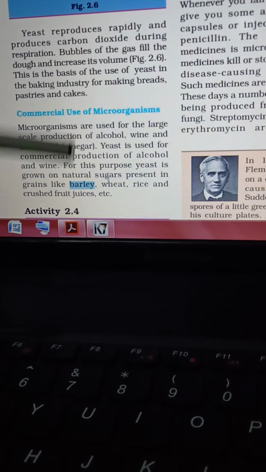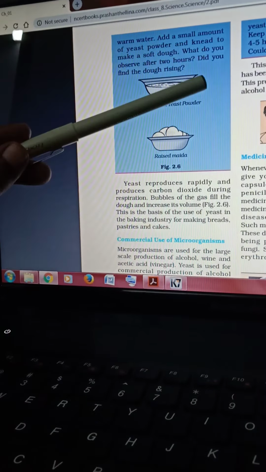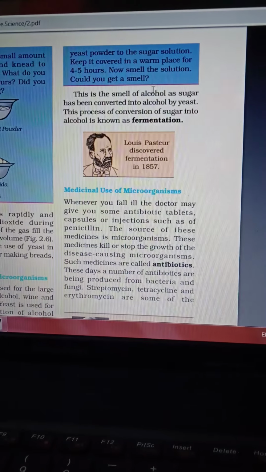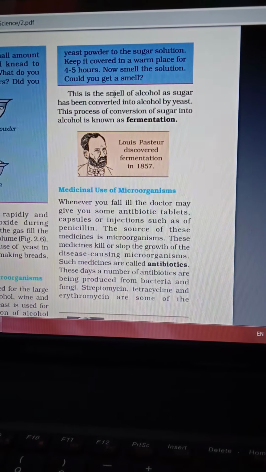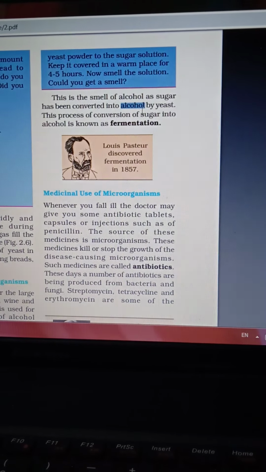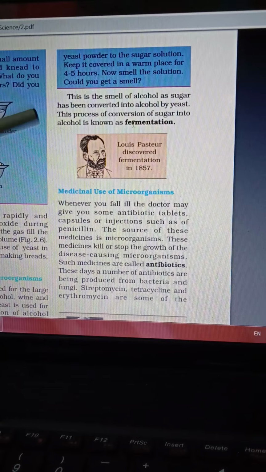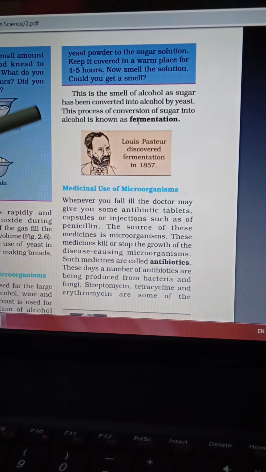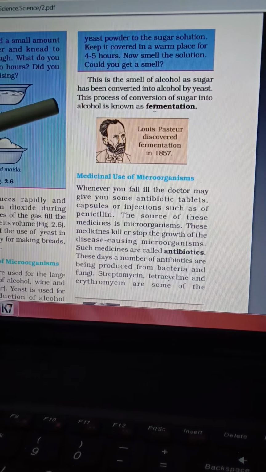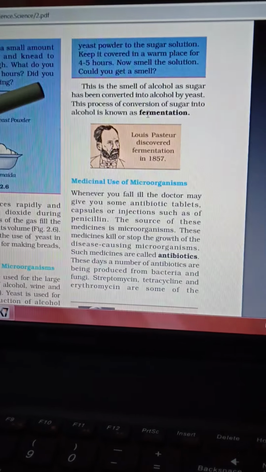So as they grow, they convert these sugars into alcohol. So as the yeast grow in these grains which contain sugar, they naturally convert the sugar into alcohol. The process of conversion of sugar into alcohol is known as fermentation, that is done by yeast. That is why they play a significant role in the production of alcohol and wine.